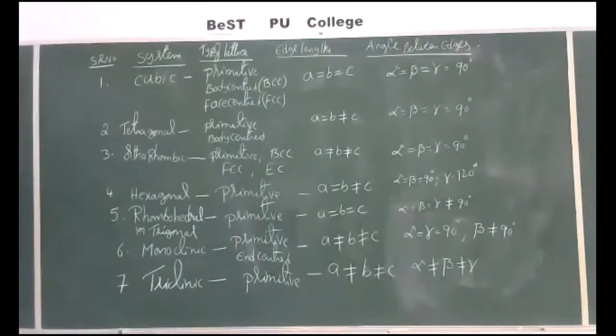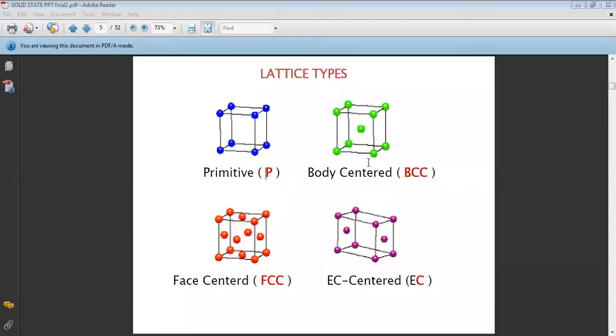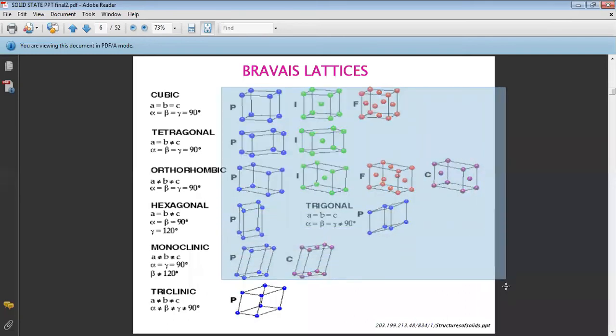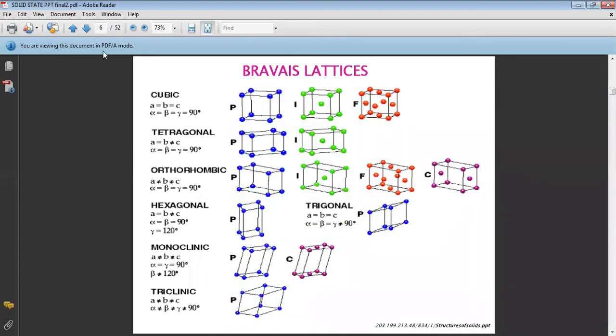Now let us see once on the screen the textbook diagrams. Next one. Now see on the screen. These are the diagrams for 14 types of crystal lattices and 7 types of crystal systems. See the first diagram there, cubic system. So the cubic system has parameters given as A is equal to B is equal to C, alpha is equal to beta is equal to gamma is equal to 90 degrees. All lengths and angles are exactly the same.